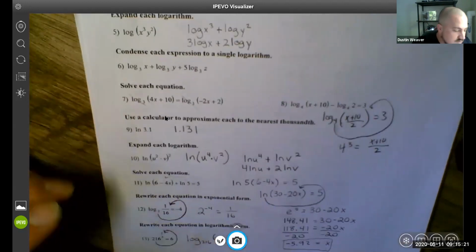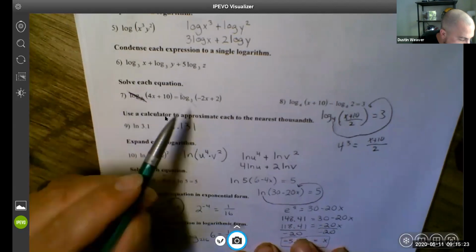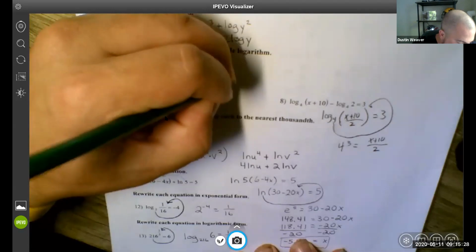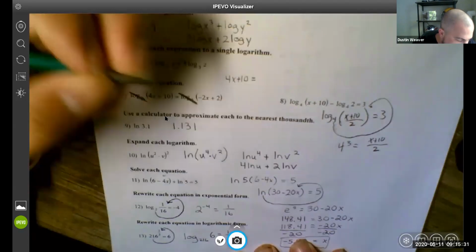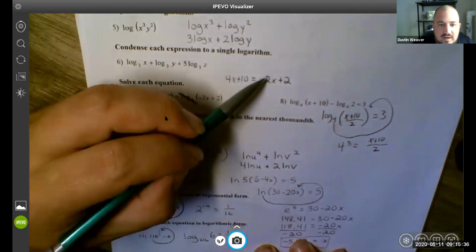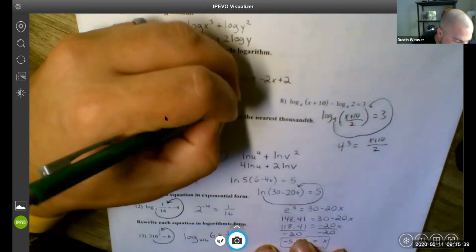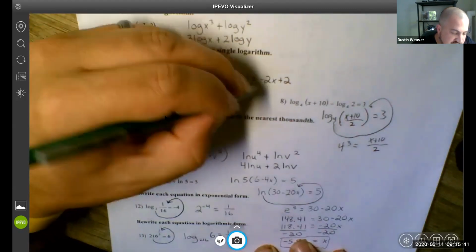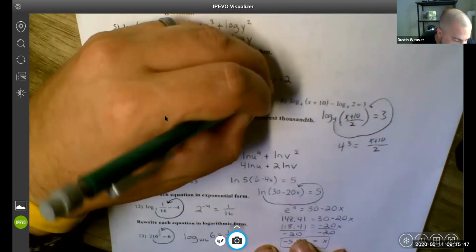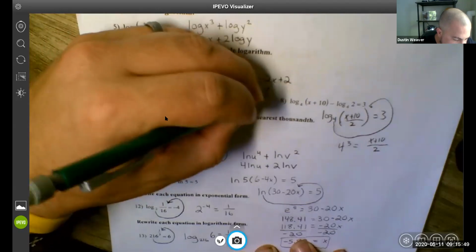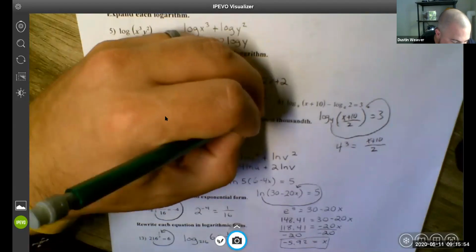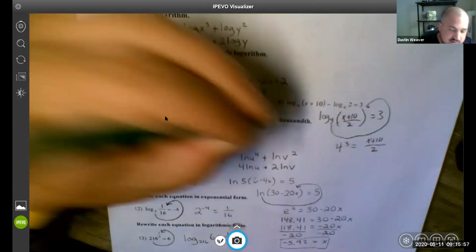Cole says 7. All right, 7 log base 3 goes away. Log base 3 goes away. So we're going to say 4x plus 10 equals negative 2x plus 2. We're going to add 2x to the left side, so we get 6x equals. We're going to subtract 10 to the right side. We get negative 8. So x equals negative 8 over 6, which is just negative 1.33.